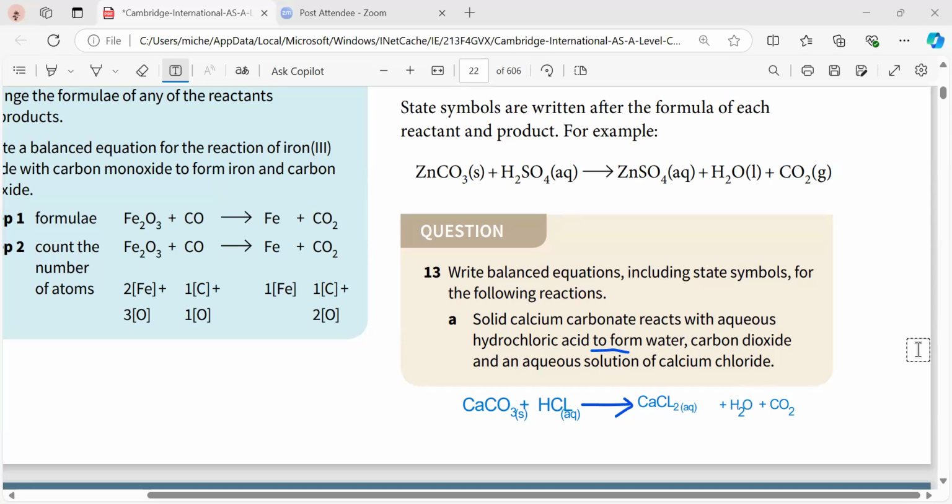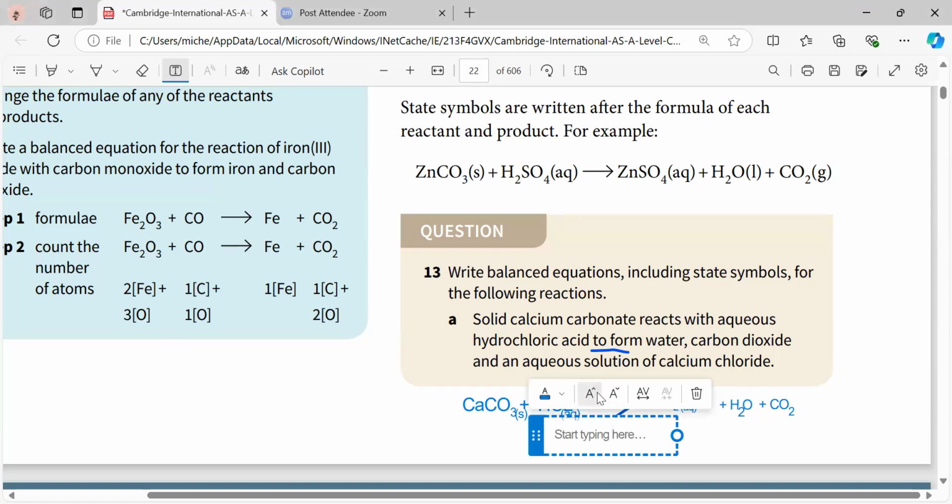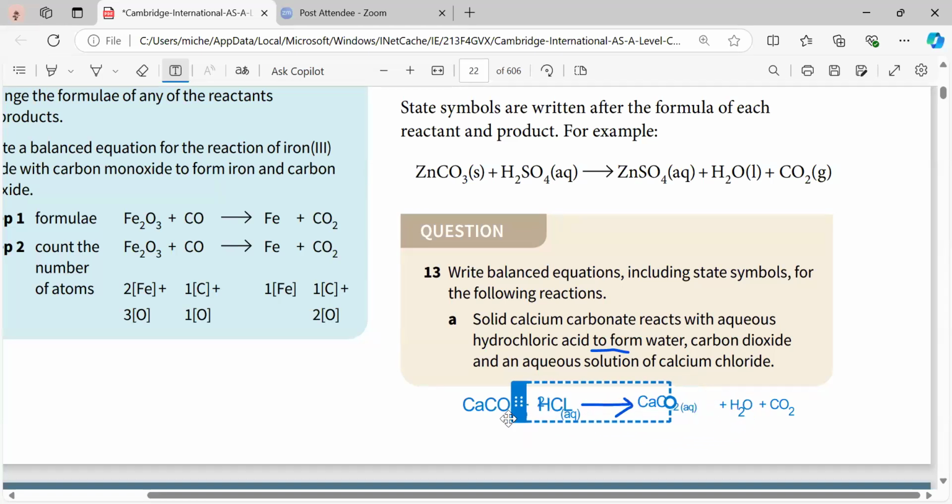And now we're going to hydrogen. Hydrogen right here, we only have 1 hydrogen, but we have 2 hydrogens right here from water. So that's why we're going to add 2 in front of hydrochloric acid. So now we have 2 hydrogens on the left, and we also have 2 hydrogens on the right. So hydrogen has been checked.